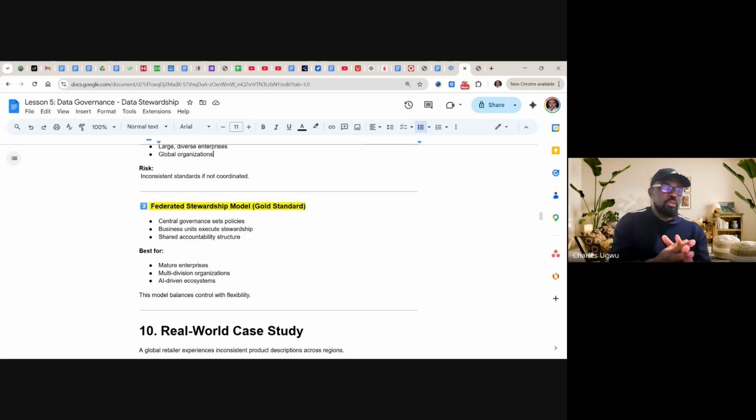So many companies these days are operating under this kind of franchise, like here in the UK, you see KFC, you see McDonald's, you see so many of them. They are all franchises, not one person that owns all of them, but they must maintain a standard. So that is the federated stewardship model.